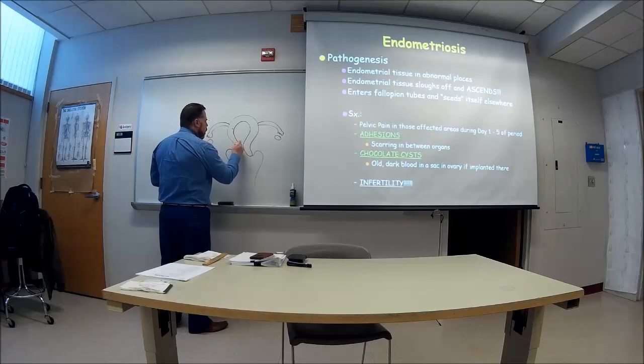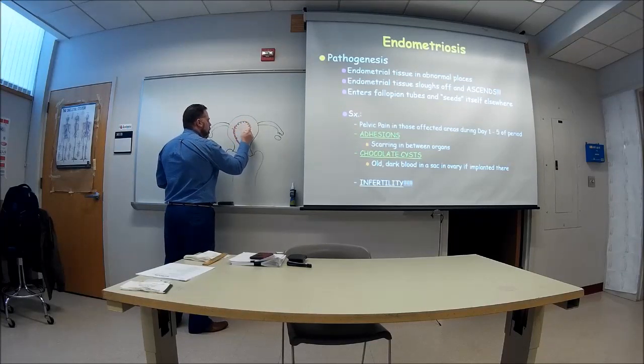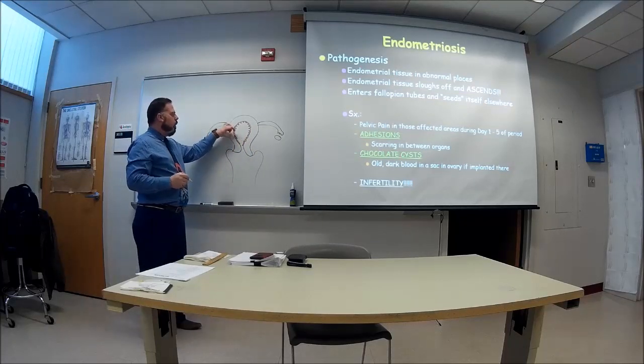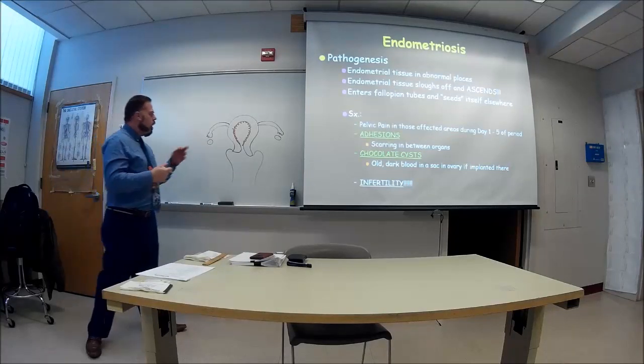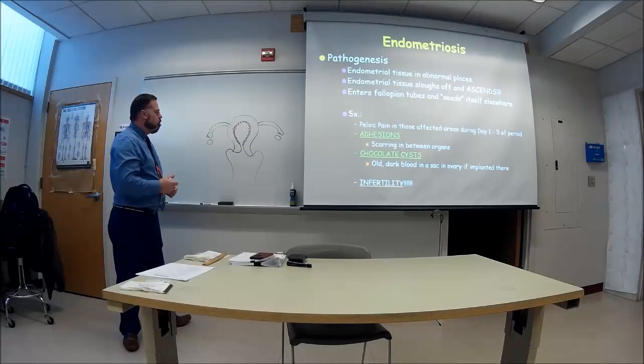So this is your endometrial lining, what I'm doing here in red. This is the part that, during menstruation, will get very thin and shed off. There are blood vessels there that open up, and that's where the bleeding comes from.